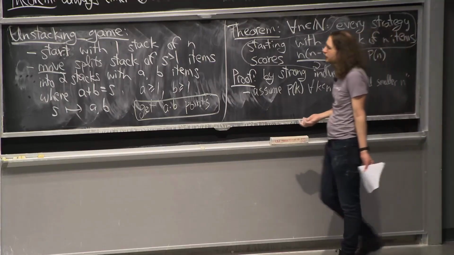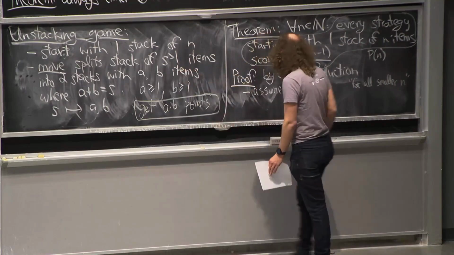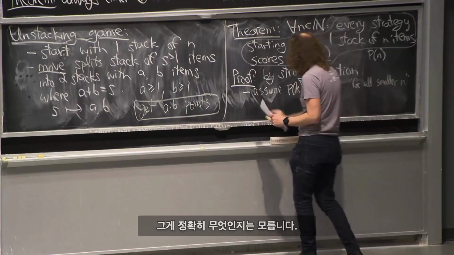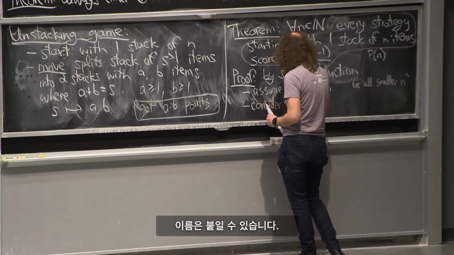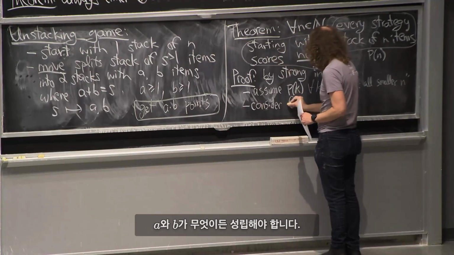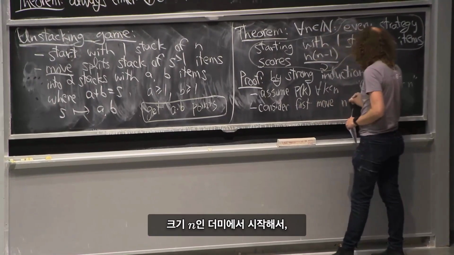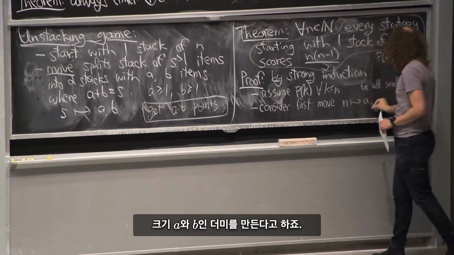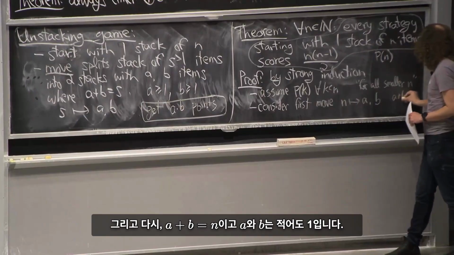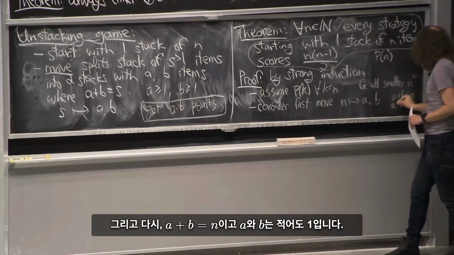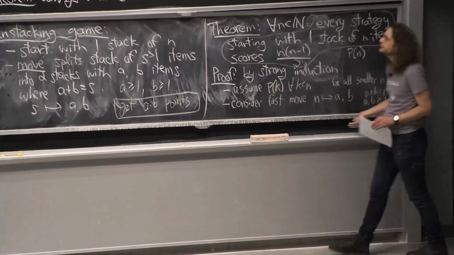First move takes our pile of size n and splits it into some piles a and b. We don't know what a and b are, but we can give them a name. This has to work no matter what a and b are. So consider the first move, where we start with a pile of size n and produce piles of size a and b. Again, a plus b equals n, and a and b are at least 1. But otherwise, we don't know what a and b are.